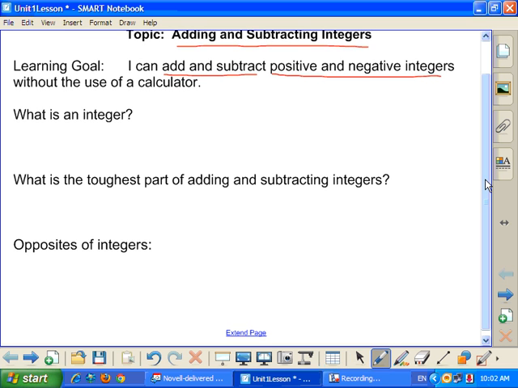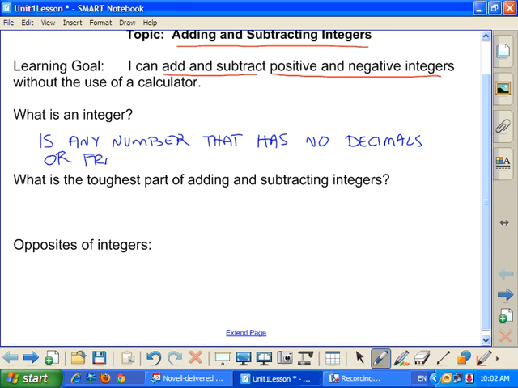So the first thing I want to talk about is what is an integer, and simply put, an integer is any number that has no decimals or fractions. So my examples would be, it could be -5, it could be 2, it could be 10, it could be -50, and so on. So they're all numbers that have no decimals and no fractions.